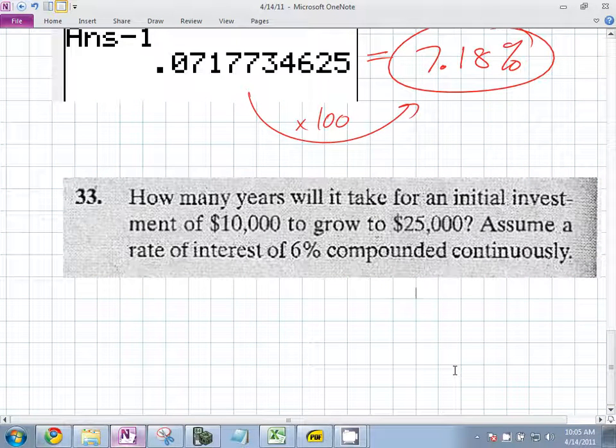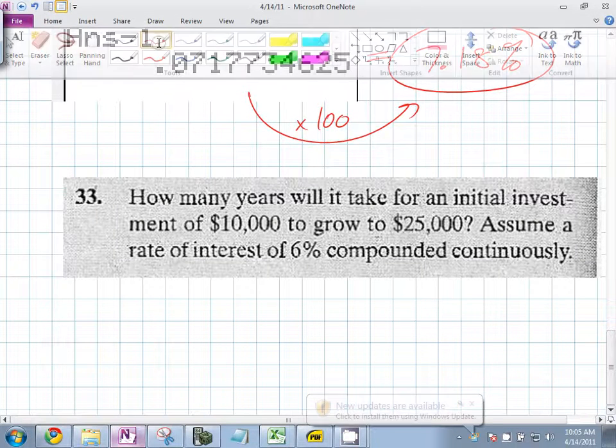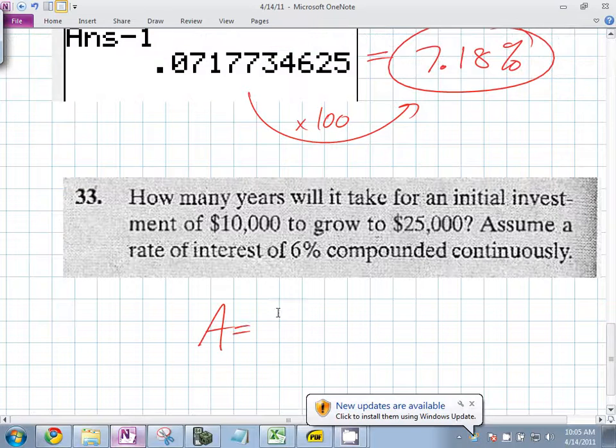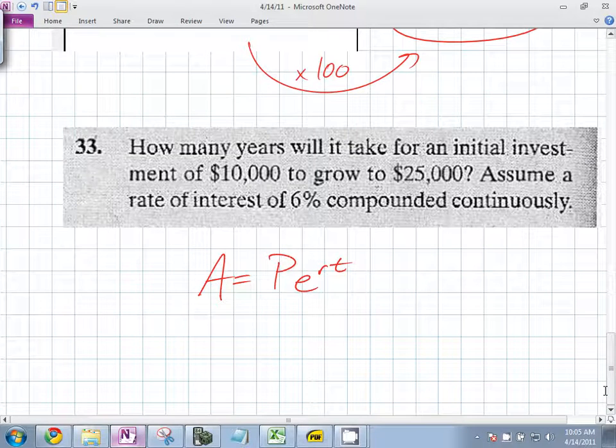Okay, it says, how many years will it take for an initial investment of $10,000 to grow to $25,000? Assume an interest rate of 6% compounded continuously. So, what's the equation for continuous interest? A equals what? Pert, right? Which is 10,000, A or P? P.